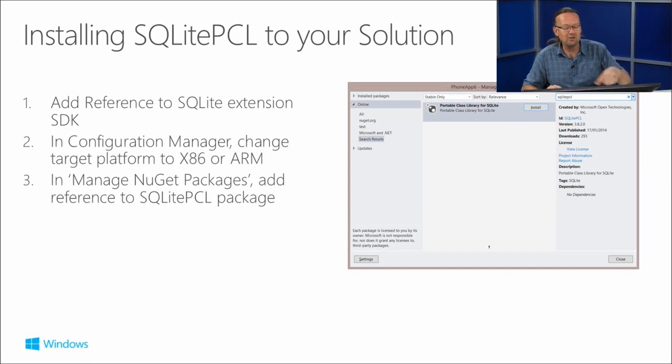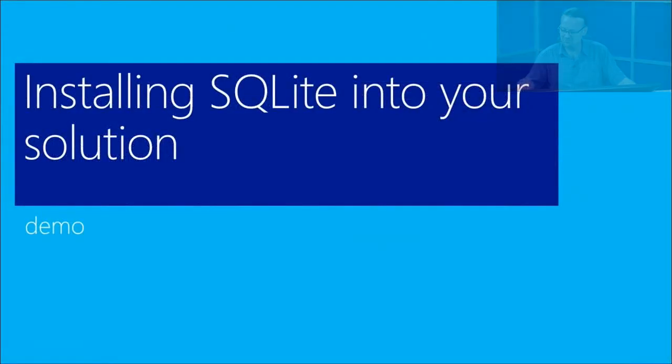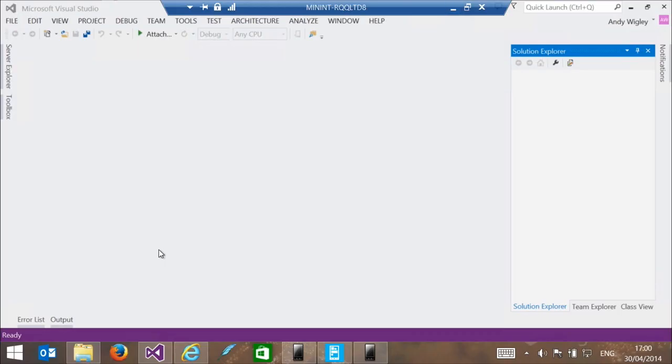And then in NuGet, you go and find the package you want, the wrapper, and install that as well. And then you've finally got all the pieces. So here I'm using SQLite NuGet to get the SQLite PCL package. Right, so just a quick look at how you do that.